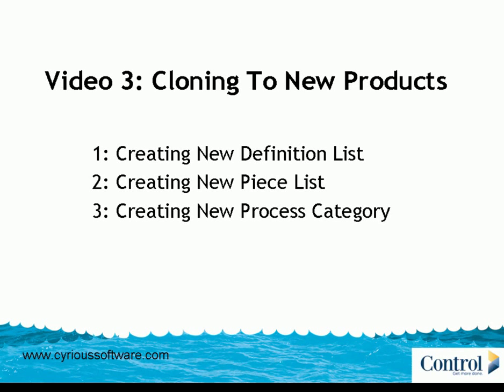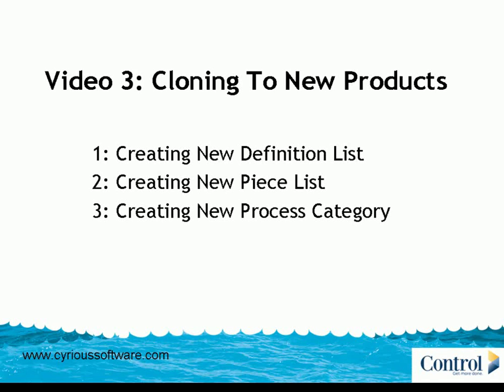In this video, the third video of the Process Print Setup series, I want to discuss cloning the Process Print product into a new product to be used with a separate list of materials as required. The first thing we'll need to do is create the new list and then the new process categories and attach those to our new product.